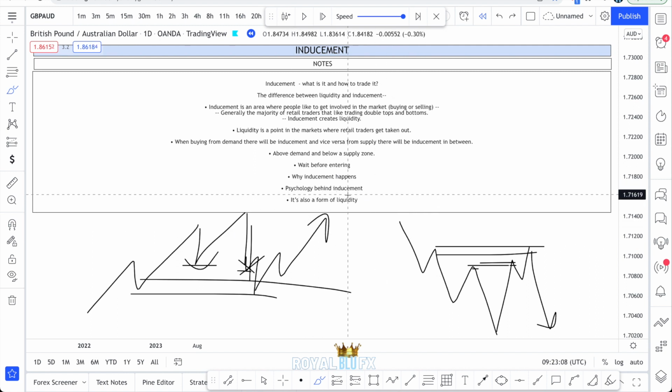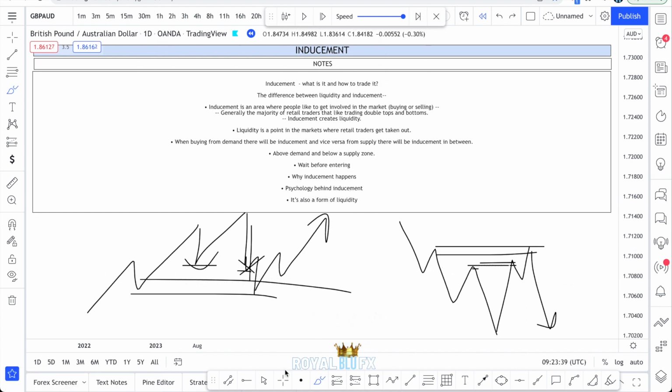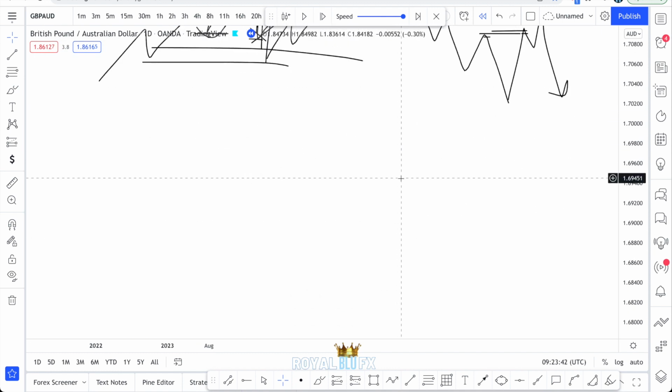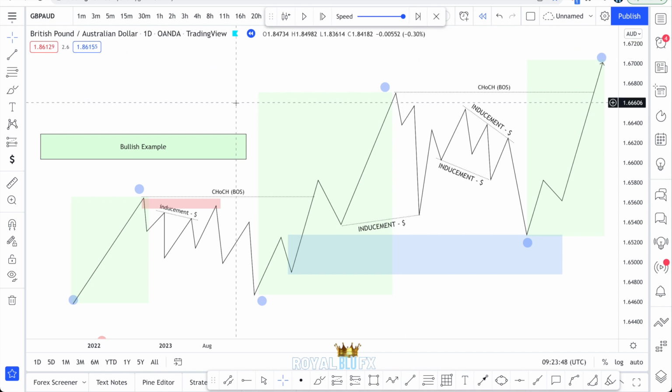So the psychology behind inducement, again, is just what I explained, okay? Very easy to understand, because inducement has to be created for the liquidity's purpose, and then the banks will come out and take you out. That's the bank's job. That's what they're looking for, is to trick you into these areas to buy way too early or way too late in order to be taken out. And as I mentioned, it is a form of liquidity. So that's it. Let's go down to a chart to show you roughly what it looks like in a diagram that we drew, okay?